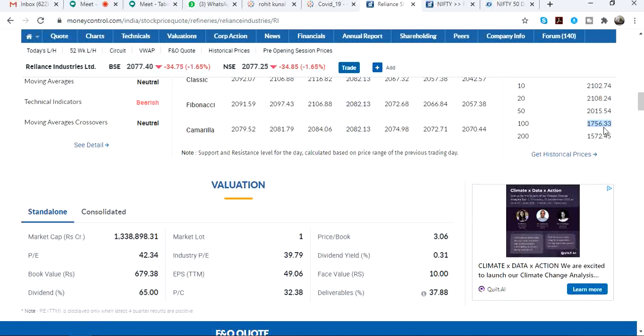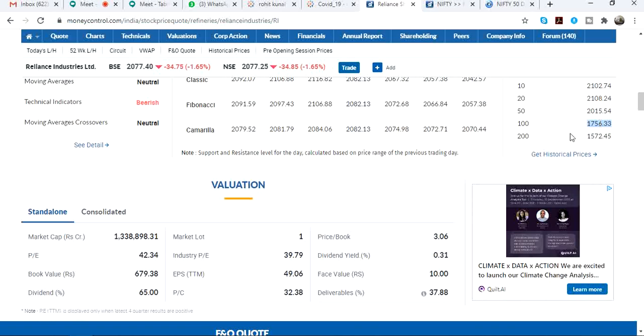When it started going lower than 1756, I would say the trend has reversed for Reliance. Even the long-term trend has reversed. So it's also a matter of perspective, what you consider as long term. You consider long term like, let's say, 1 year, 2 years, 3 years, or you consider 10 years, 20 years.